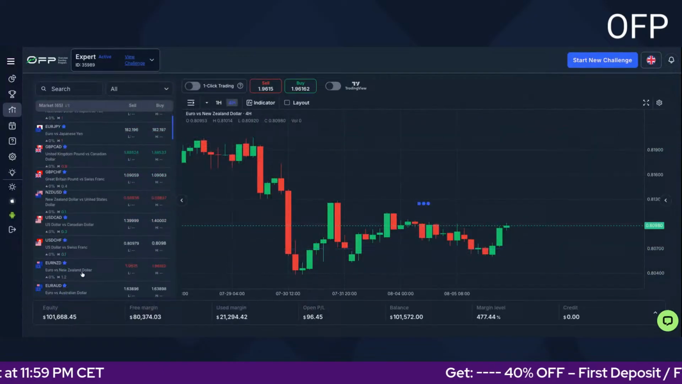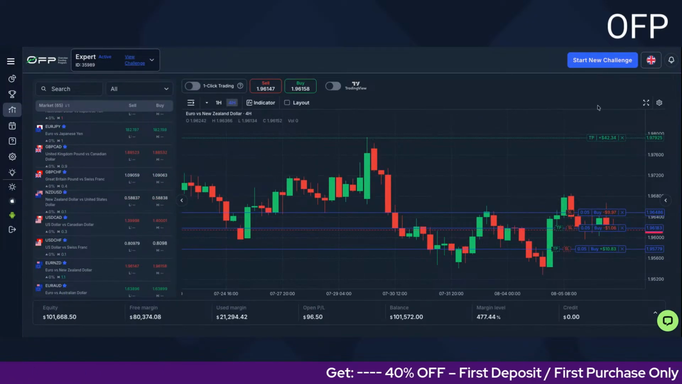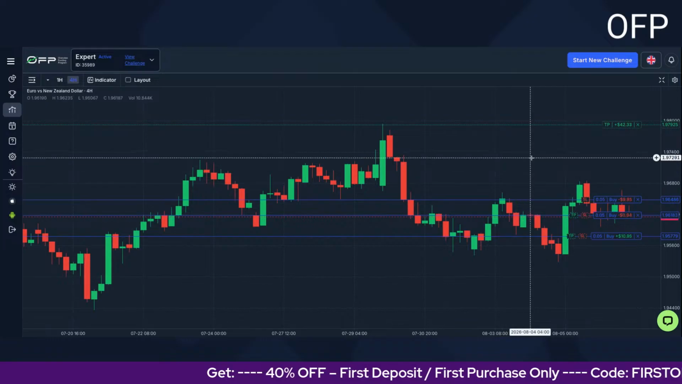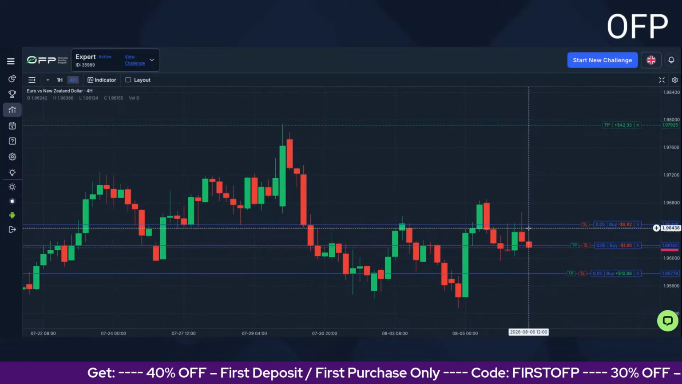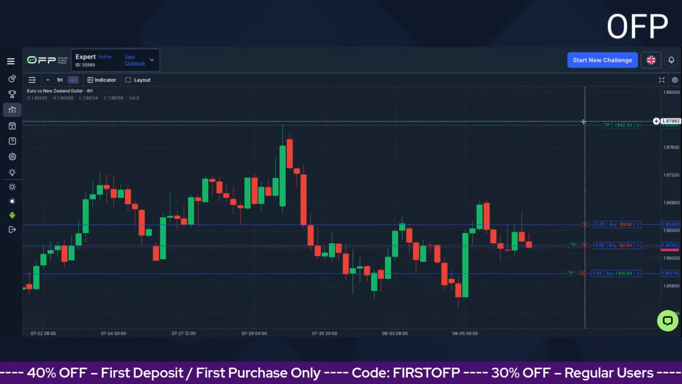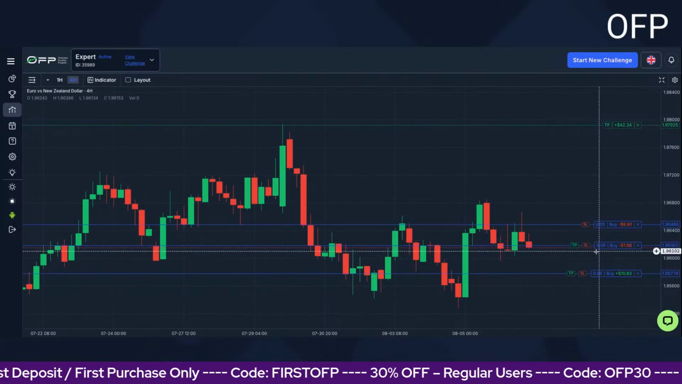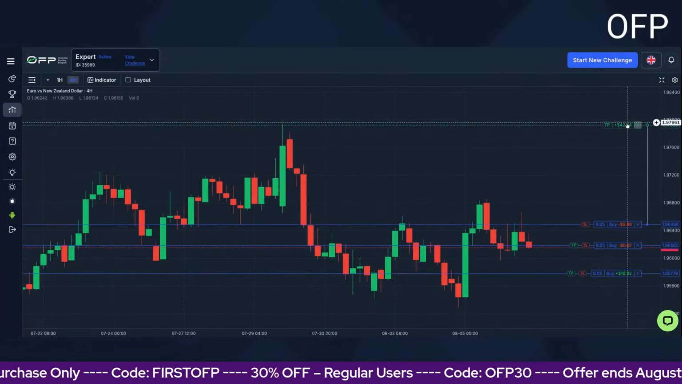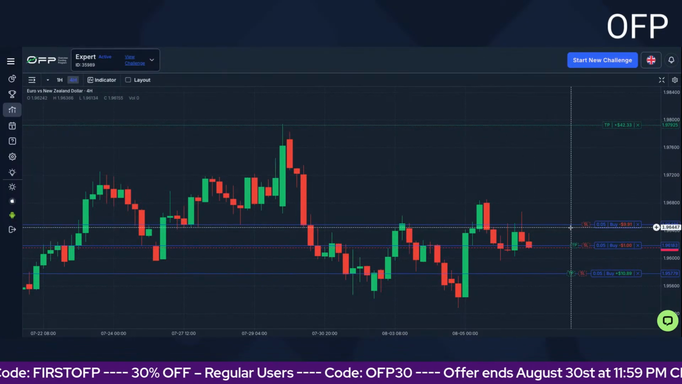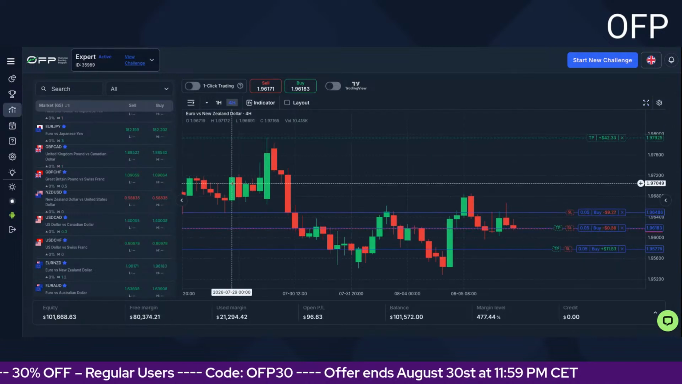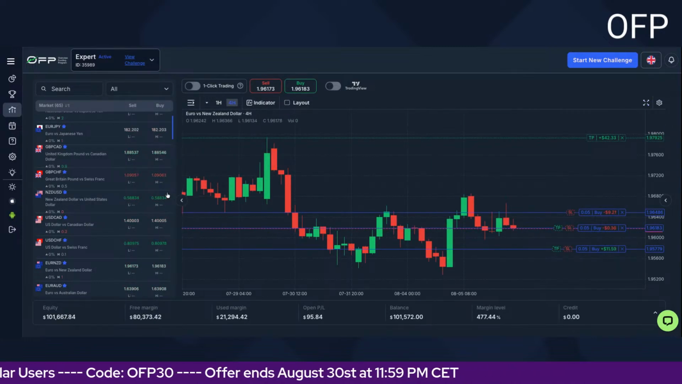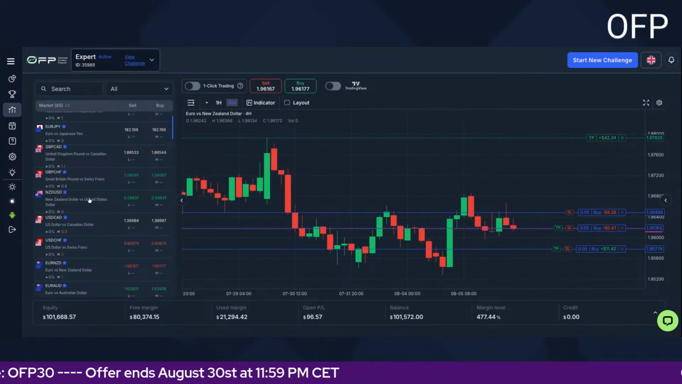And then Euro New Zealand. Euro New Zealand actually seems to be dipping a bit before going to the upside. So we have two losing trades here. One is still in profit. Our target is still all the way up here. So it seems to be a small dip before we actually go to the upside. So that is what we are anticipating.